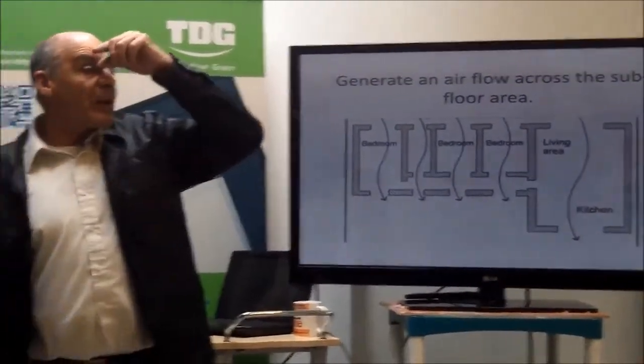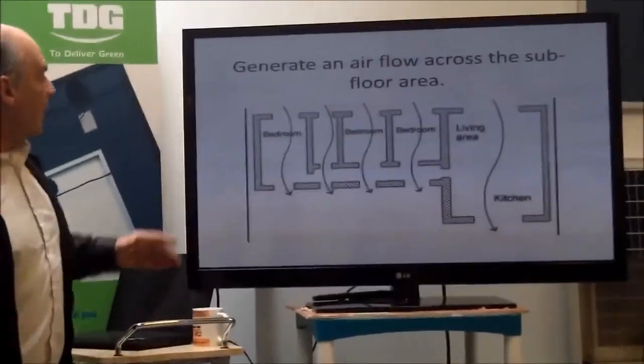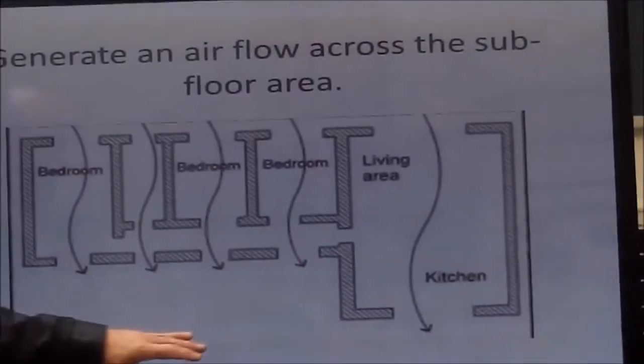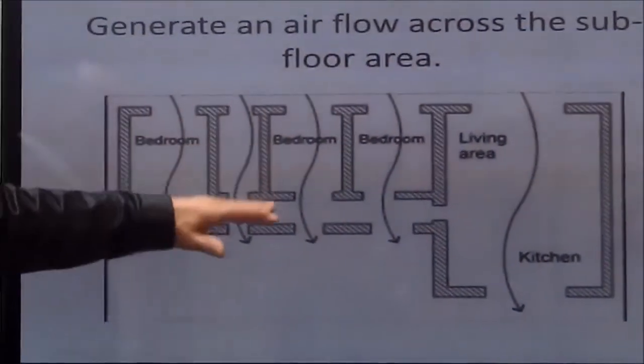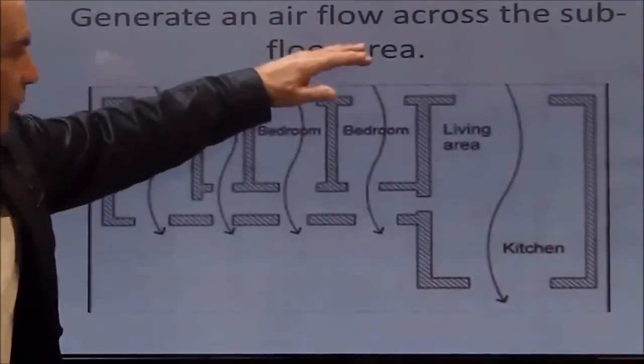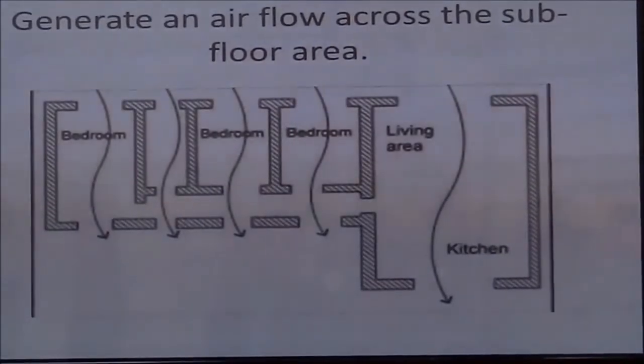Now this is what I was talking about before, about generating an airflow. If you've got vents here, you can put a fan on this side and you can draw the air straight through under the house. If you've got a moist area here, then you draw the air across the moist area and it will pull the moisture out.